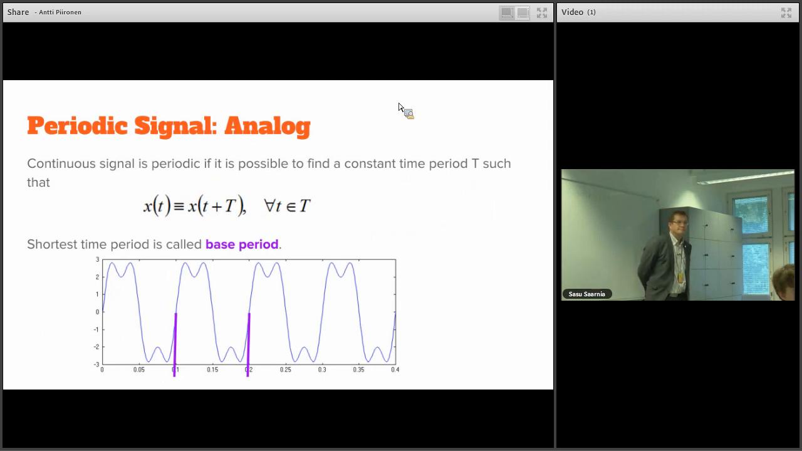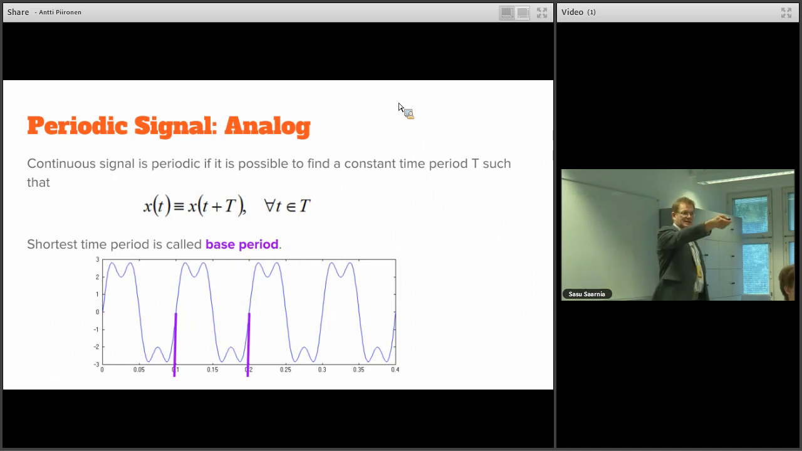Okay, more concept fundamentals. Periodic signal. That's a lot of math. No, not much math, but actually it's quite a lot.